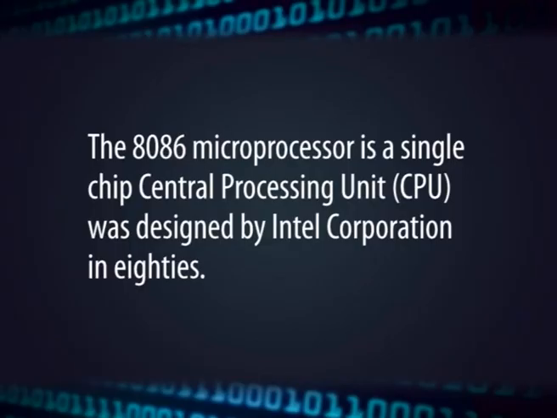The 8086 microprocessor is a single chip central processing unit. CPU is the short form of central processing unit. It was designed by Intel Corporation in the 80s. The microprocessor is one of the oldest ones. For better understanding of the Intel architecture from the software perspective, it is still taught in many Indian and foreign universities.